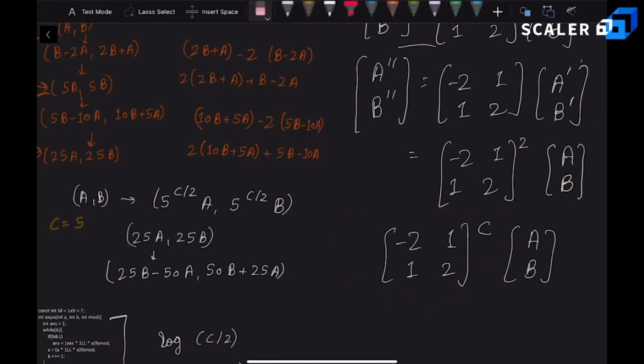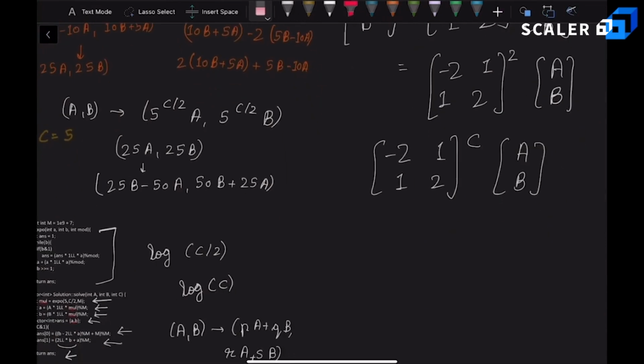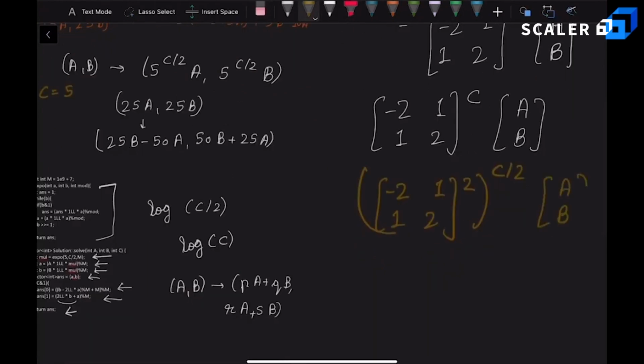Now let's prove why the values become 5A and 5B after doing 2 operations. That is, why the values are 5 raised to C by 2 into A and 5 raised to C by 2 into B when C is even. So let's consider that C is even. We can write this as [[-2, 1], [1, 2]] squared, raised to C by 2, into [A, B]. So I'll square this matrix.